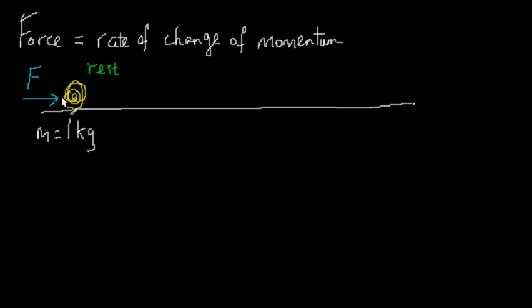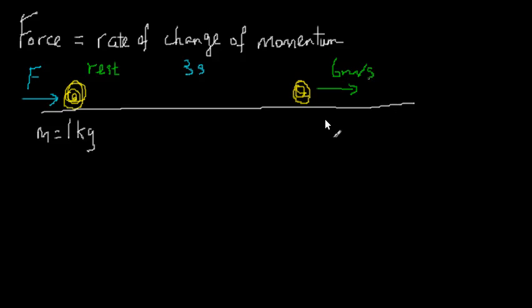Now after the force pushes for some seconds, maybe 3 seconds, the ball moves, and it moves faster and faster. And when it reaches here, suppose that the velocity after 3 seconds is maybe 6 meters per second. The mass is still 1 kilogram, of course.